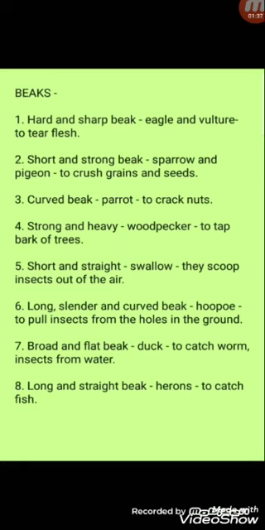Fourth one, strong and heavy beak. This type of beak is found in woodpecker. It helps it to tap the bark of trees. Bark of trees मतलब पेड़ों की जो छाल होती है, जो पेड़ों का outer layer होता है, that is known as the bark of a tree. And the woodpecker, with the help of this strong and heavy beak, taps the bark so that it can make a hole inside the bark. And what will it do with the hole?